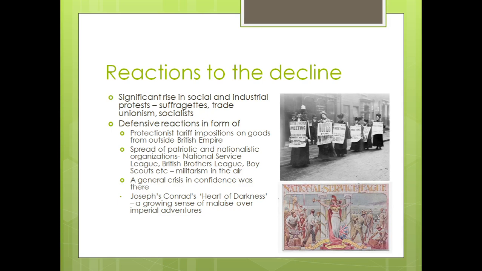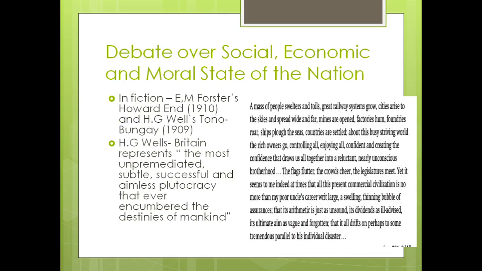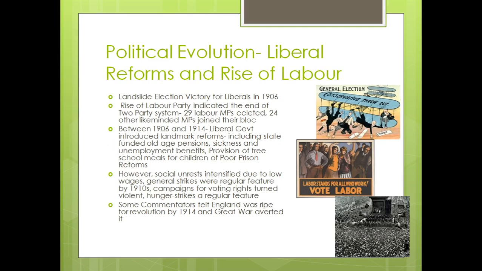So from there comes a sense of decline, and later we see the reactions to the decline, like a significant rise in social and industrial protest. We talked about the debate over the social, economic, and moral state of the nation. We talked about Forster's and H.G. Wells' work. H.G. Wells actually represented Britain as the most unpremeditated, subtle, successful, but aimless plutocracy that ever hindered the destinies of mankind.